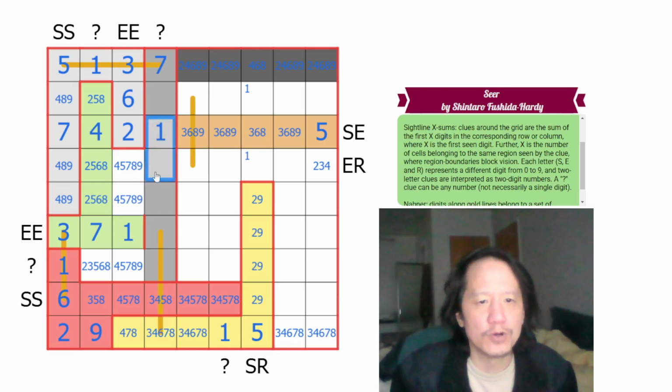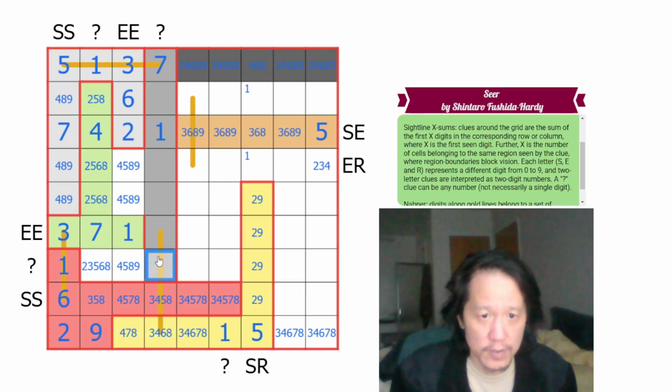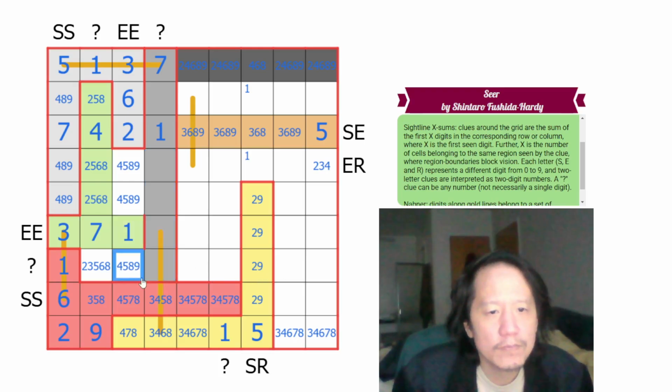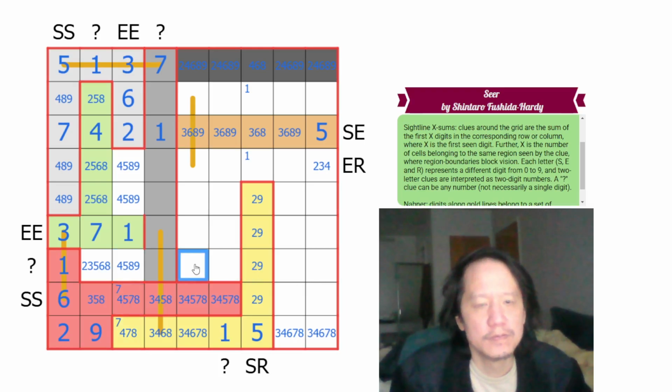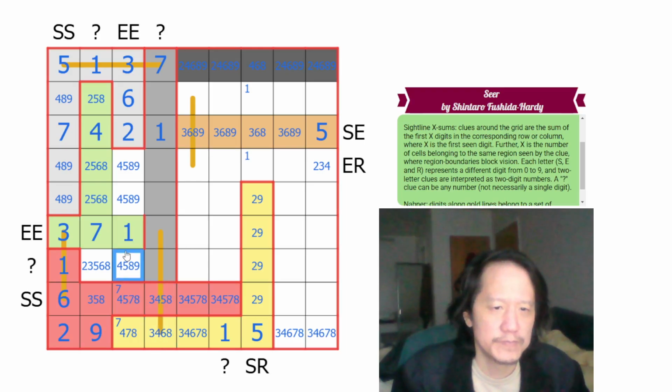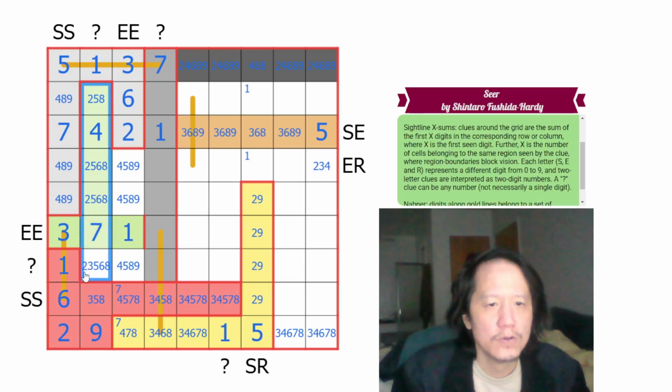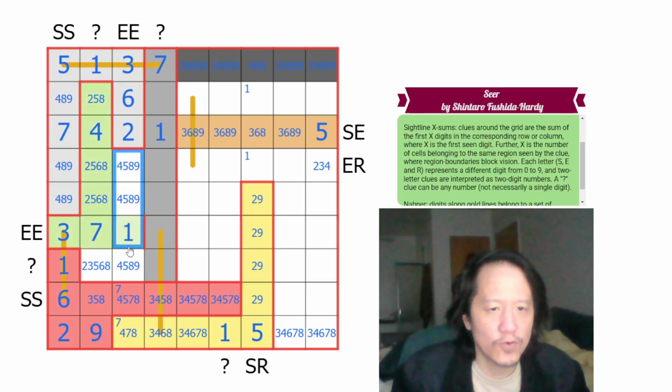This would be part of green or gray, which both have a 7. This can't be 7. So this specifically has to be remaining... One of these two is a 7. We're not sure which. We do need a 9 in this green. So one of these three cells must be a 9. But we're not sure which.